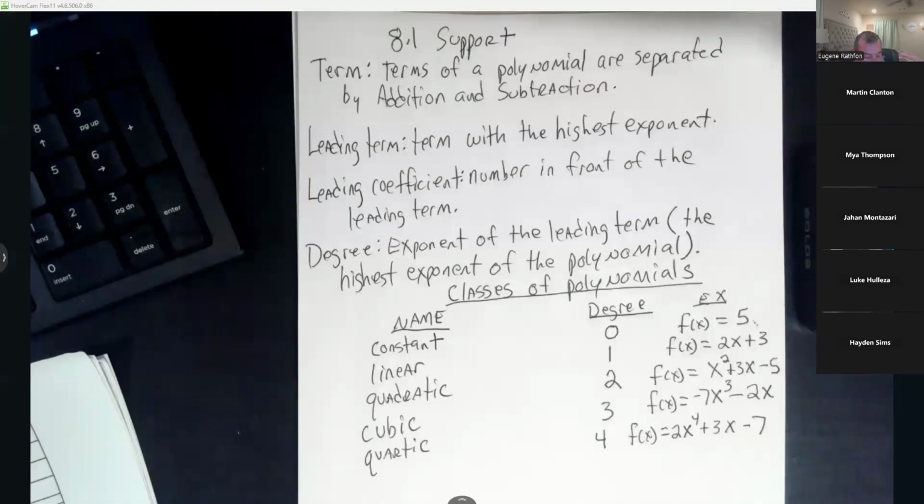All right, y'all. So I'll let y'all do one more, and then y'all will have the hang of this, and y'all be good to go on your support. So this one, is it cubic, constant, quadratic, linear, or quartic?